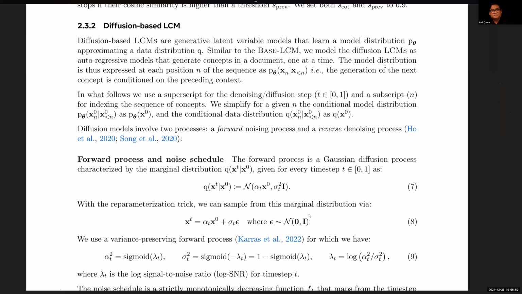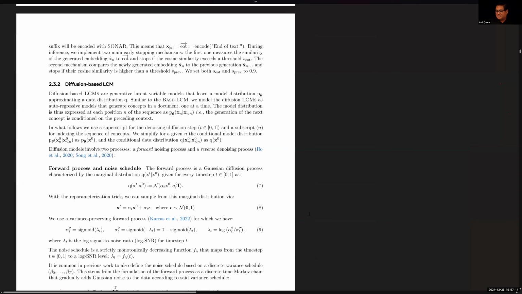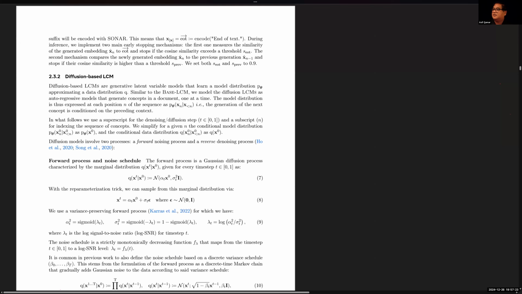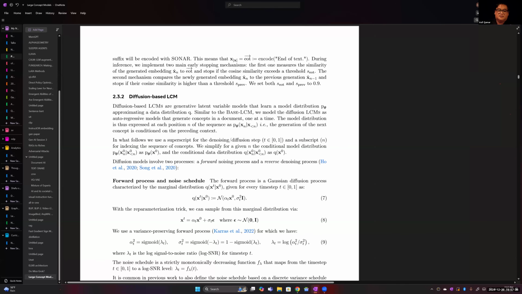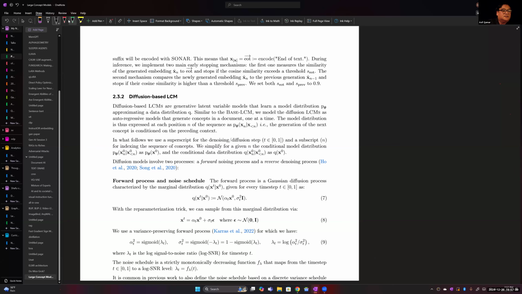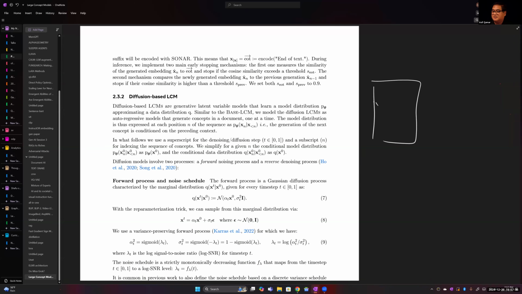So let's read through this. Diffusion-based LCMs are generative latent variable models. Just to refresh your recollection on what a diffusion model is, this is how diffusion models are trained. What you do is you take an image. Let's say that you take an image of a dog.